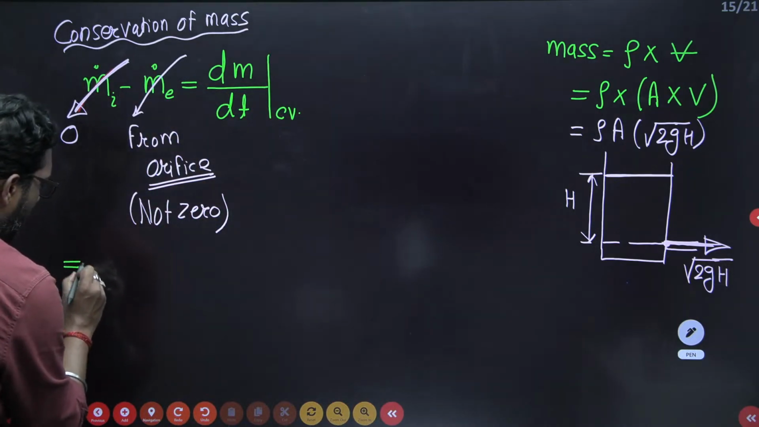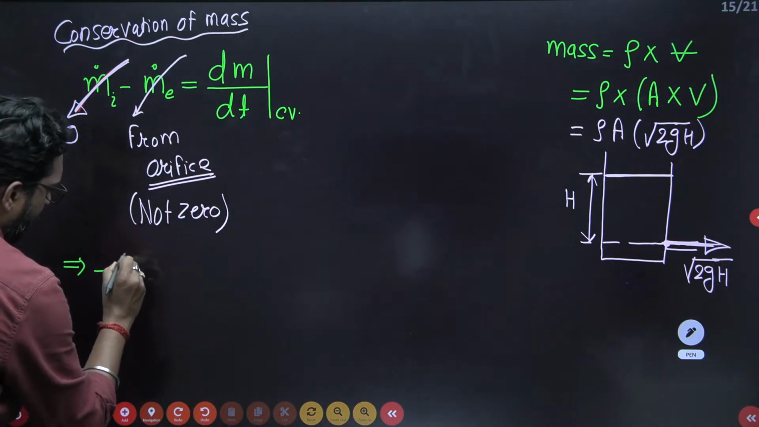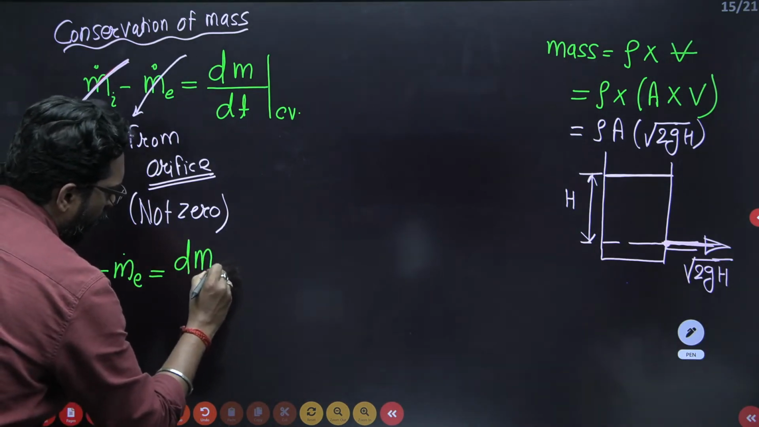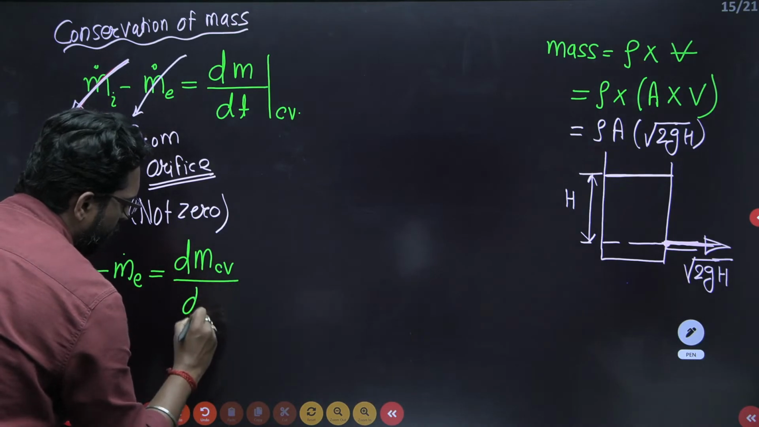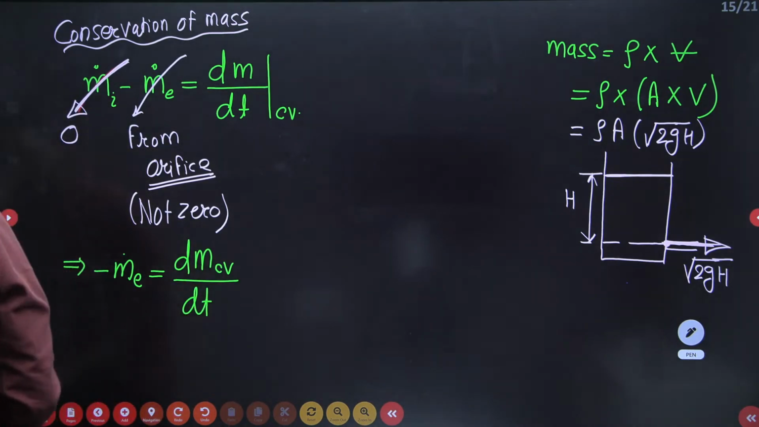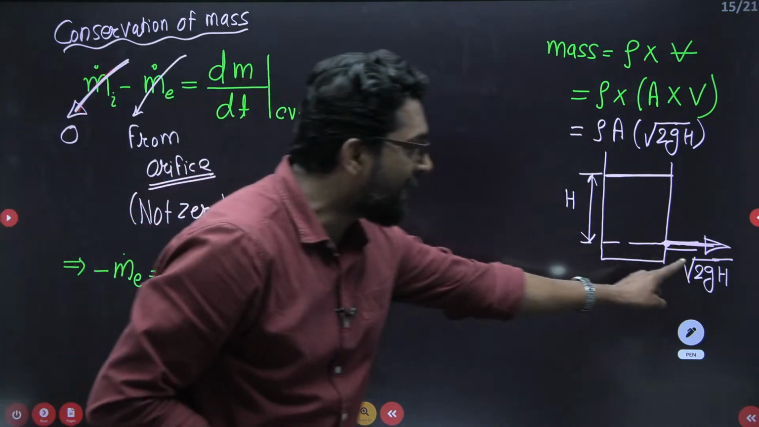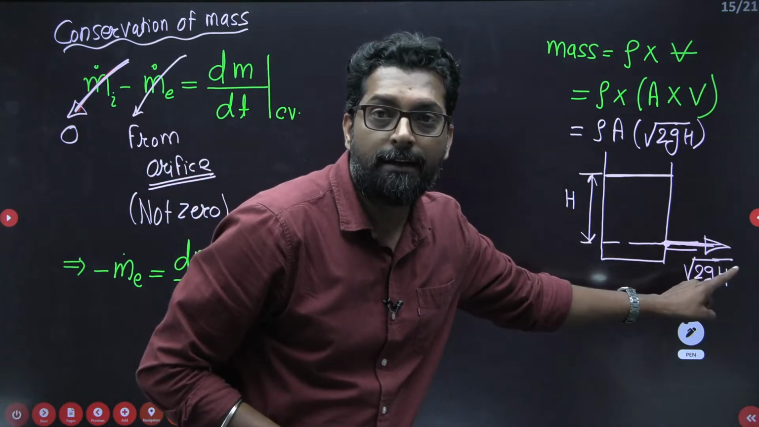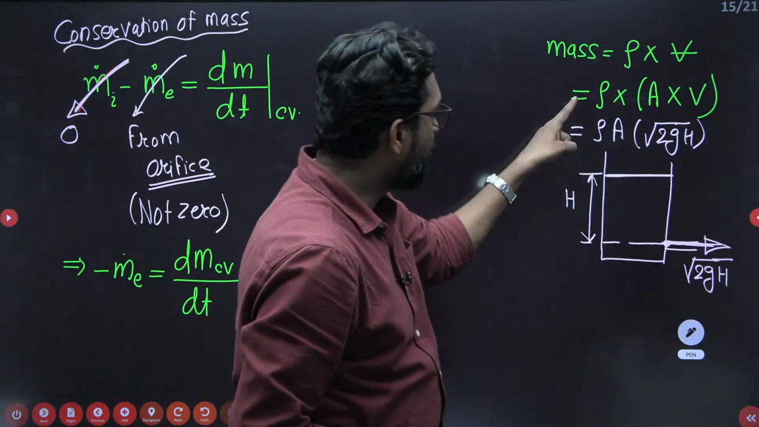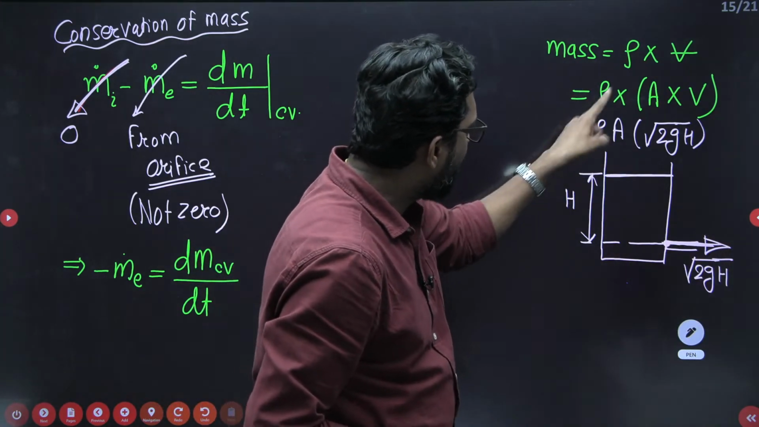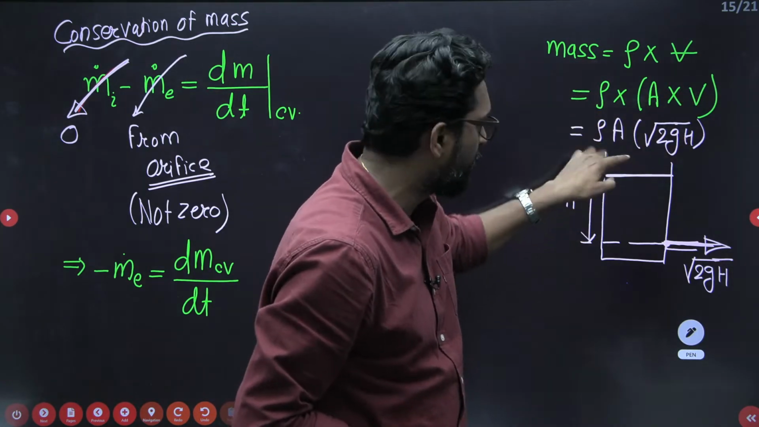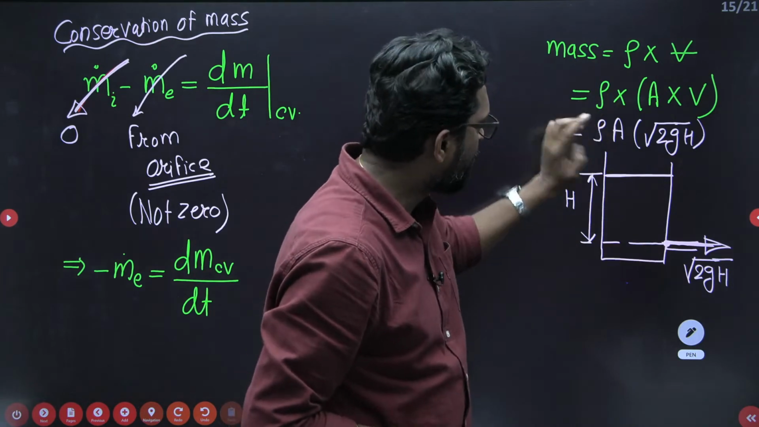So the mass, minus the exit mass flow rate, is equal to the change in mass of the control volume divided by dt. Yes or not? So put the mass at exit. What is the mass flow at exit? The exit mass has an exit velocity. The mass flow is density into area into velocity. The density is fixed, the same density is here.